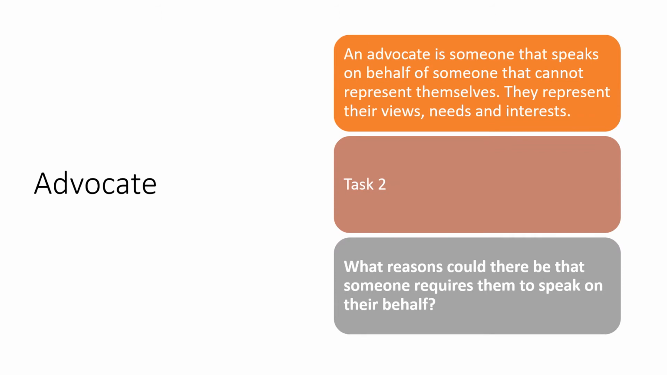Right, we now have task 2, which is advocate. An advocate is someone that speaks on behalf of somebody that cannot represent themselves, or they cannot speak for themselves. An advocate represents their views, needs, and interests. An advocate can be a family member or a relative or a friend, and it can also be someone that volunteers to do that role. I want you to stop the PowerPoint now, and I want you to list down some of the reasons that an advocate could be required to speak on somebody else's behalf. So jot these down, and then you can go through them with your teacher.